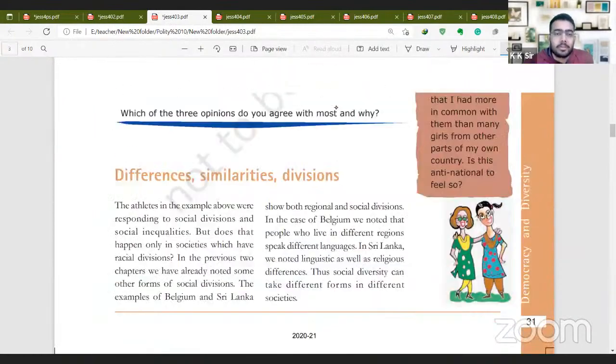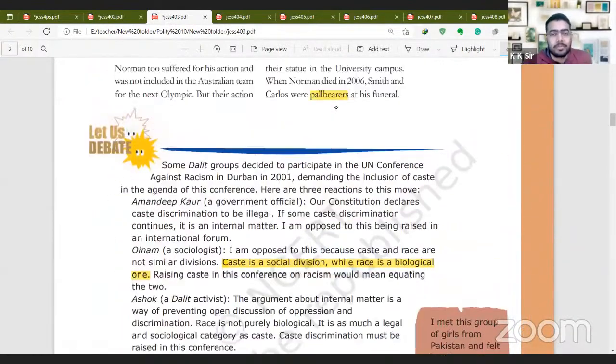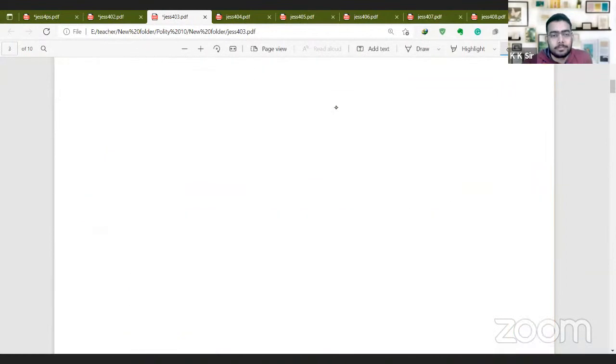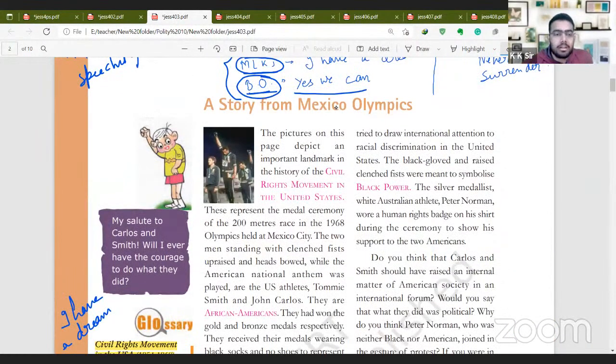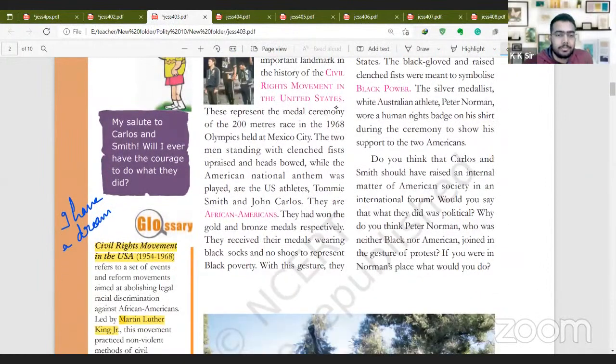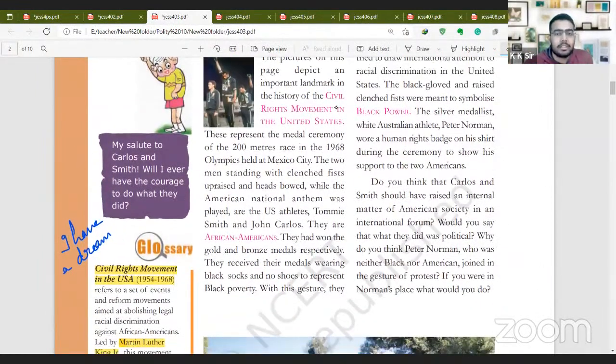Do or die can also be included in the same, Gandhi ji's speech. So we have read about these. Civil rights movement in United States.